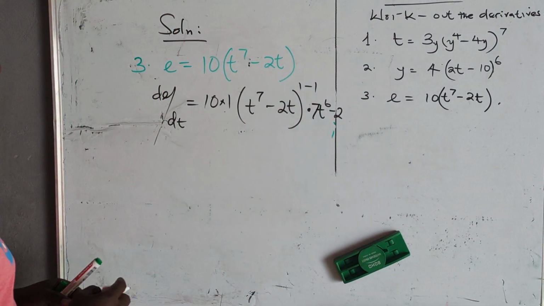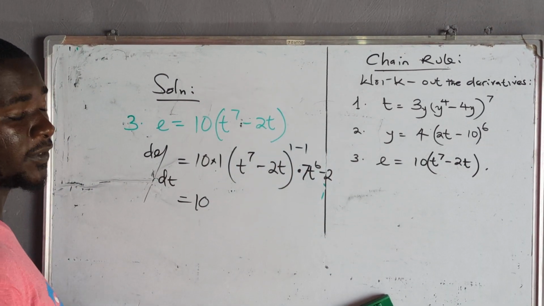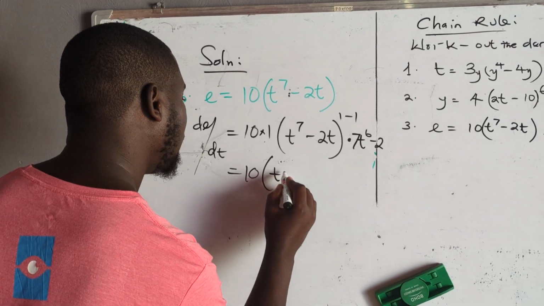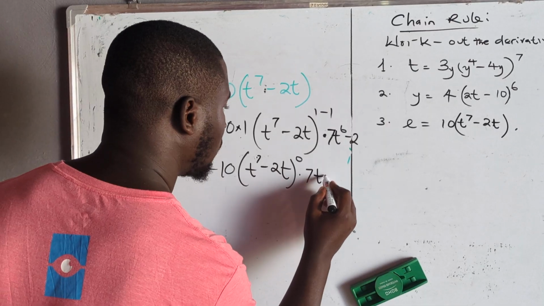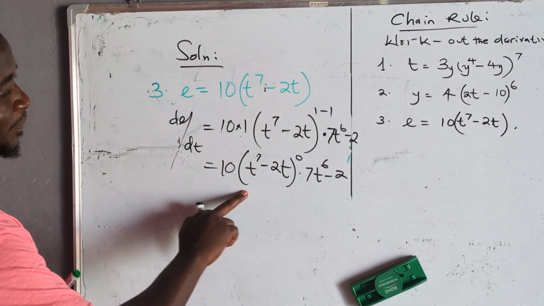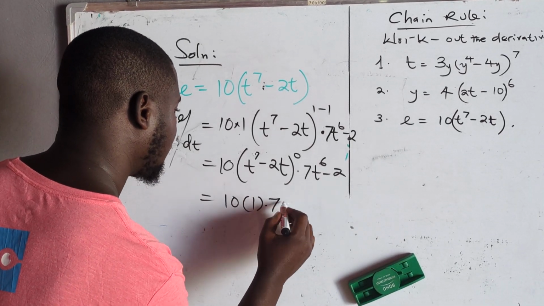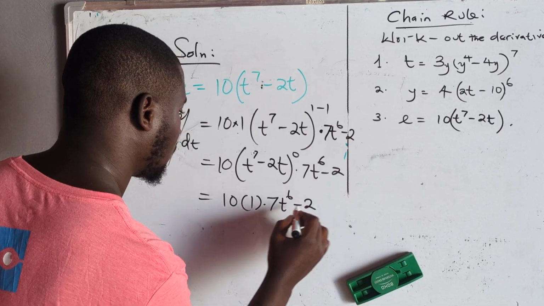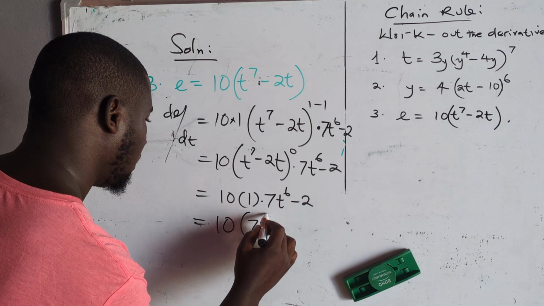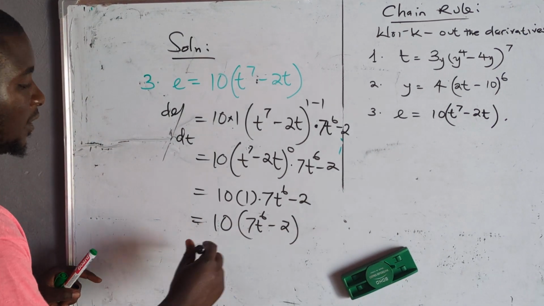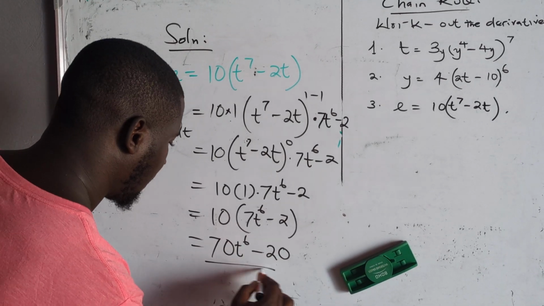Okay? Sweet. Now, you have to agree with me to say this is going to give us 10, and this guy is going to give us power of 0. Now, indices, if you have anything which is raised to the power of 0, like so, this is as good as 1. Alright? So this part in the middle is going to give us 1, so we're going to have 10 times 1 times 7 t power 6 minus 2. Okay? So which is as good as saying 10, then 7t 6, 2, like that. Then this can be simplified to 70 t plus 6 minus 20. Alright?